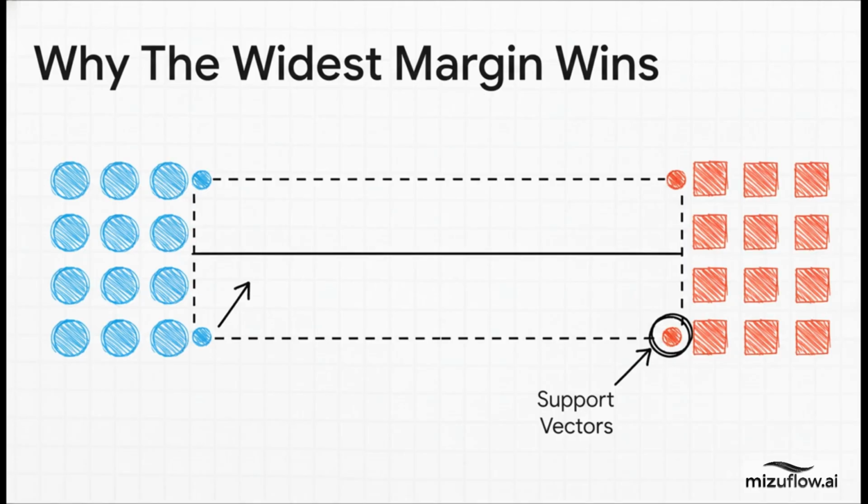And this brings us to a super important term. The actual data points that are right on the edge of that street, the ones defining how wide it can be, those are called support vectors. They're the critical points that literally support the entire boundary.